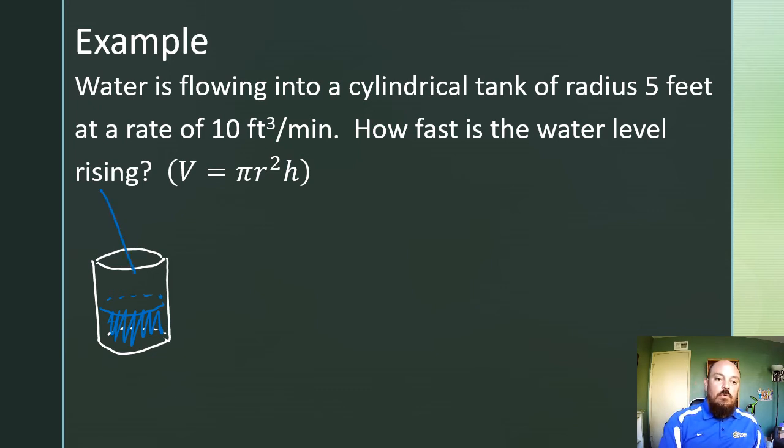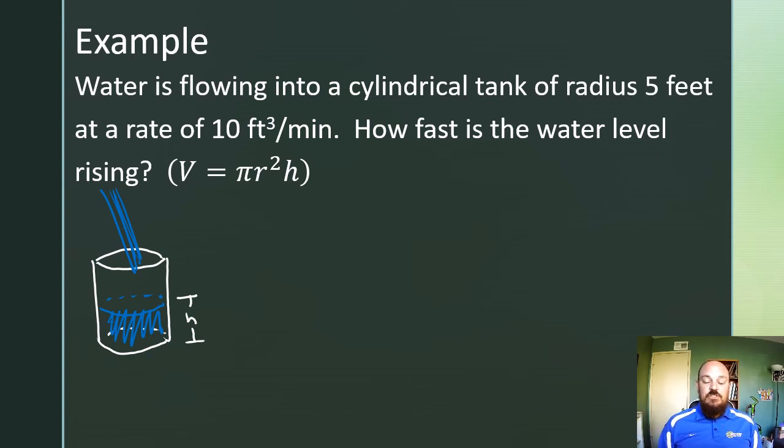And there's more water pouring into it. So basically, two things are changing here: the amount of water in the cylinder, that's volume, and the water level, which is the height. When I'm naming my variables, I'm going to call it V for volume, and I'm going to call this right here H for the height of the water.